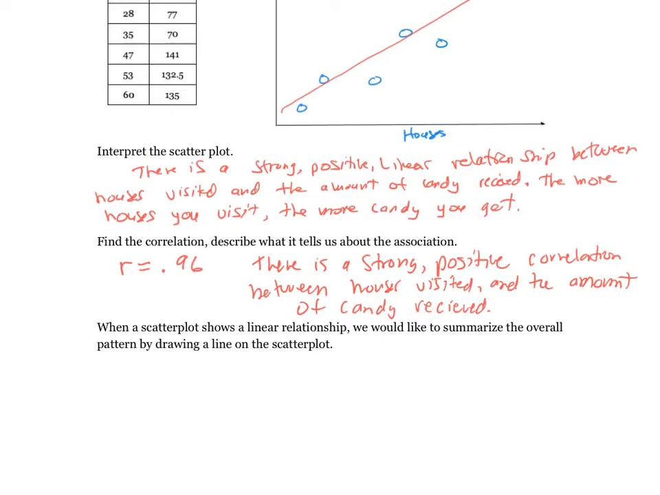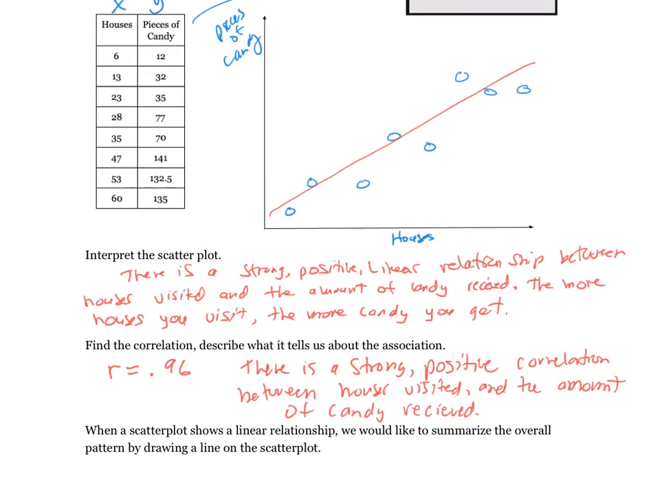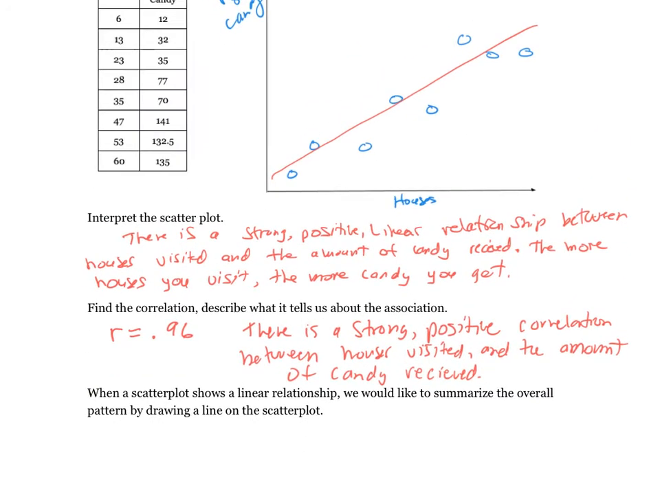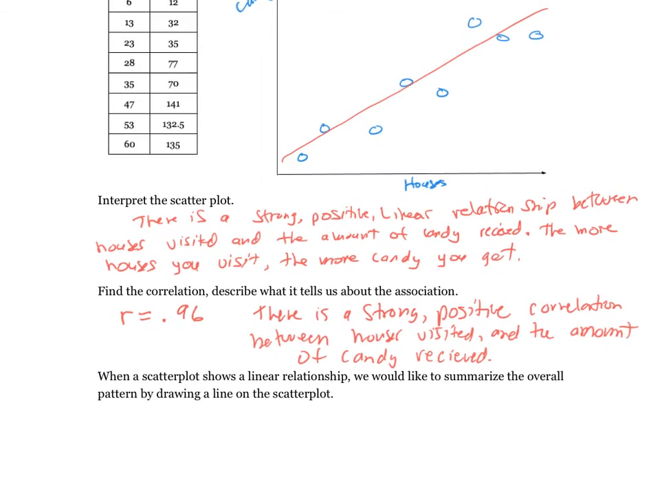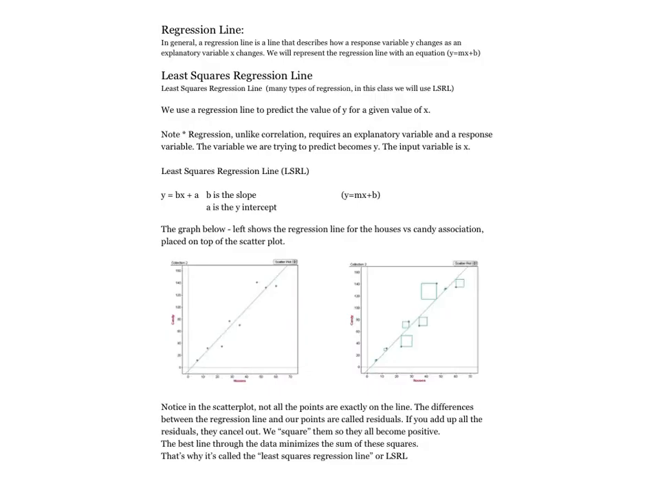So when a scatter plot shows a linear relationship, we would like to summarize the overall pattern by drawing a line on the scatter plot. And I did that above already. I just sketched a line, but there's actually a way to find out exactly the line that would best fit the data. And that is called doing a linear regression.